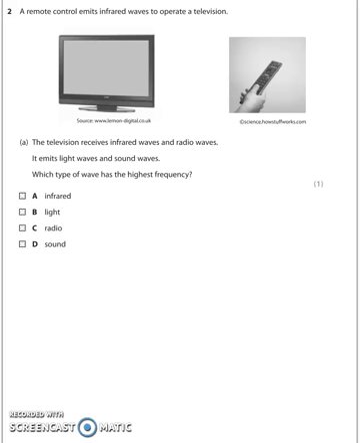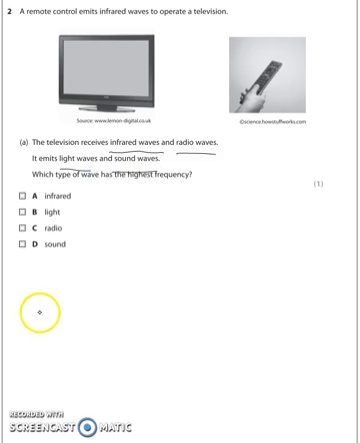This is June 2006, paper 2, question 2. A remote control emits infrared waves to operate a television. The television receives infrared waves and radio waves. It emits light and sound. Which type of wave has the highest frequency? So we've got infrared, radio, light, or sound. Which has the highest frequency?